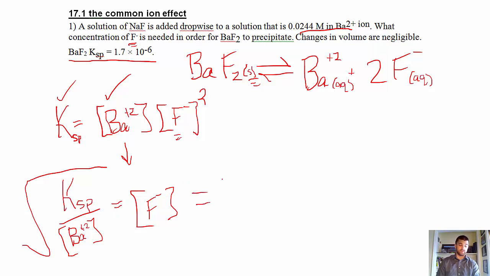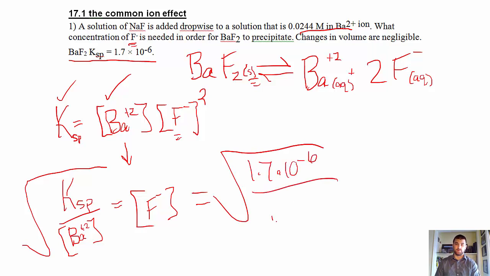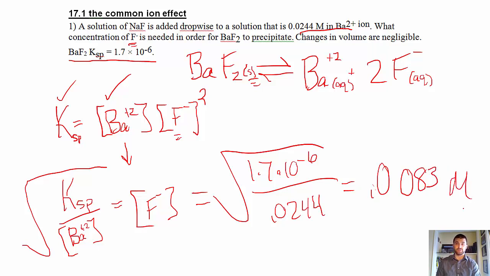So now it's just a plug and chug, right? So we do the square root of 1.7 times 10 to the minus 6 all over 0.0244, and we're going to get our answer of 0.0083 molar for the fluoride ion concentration.